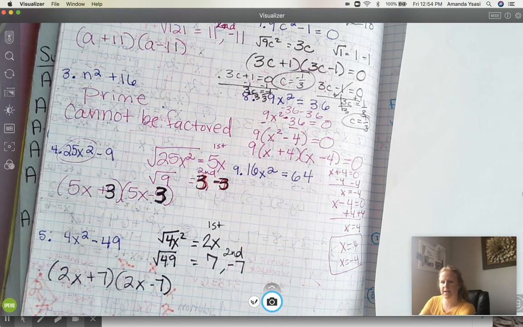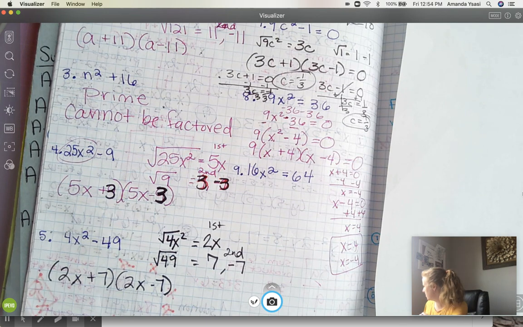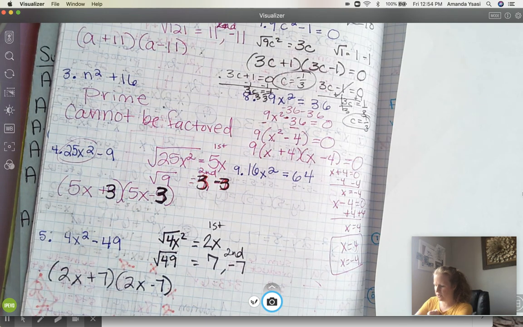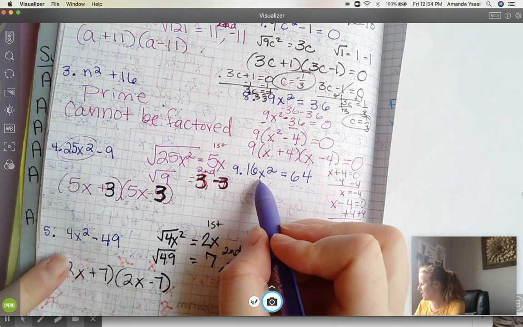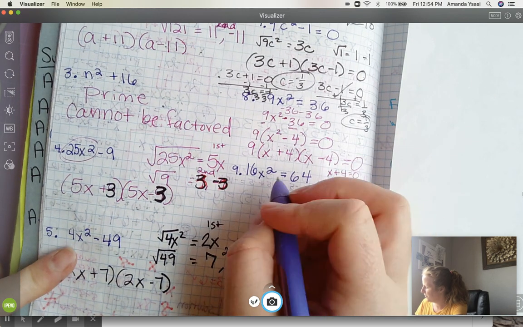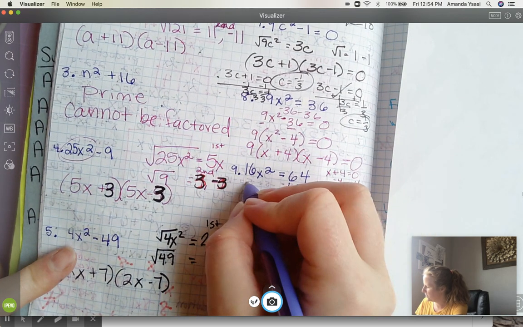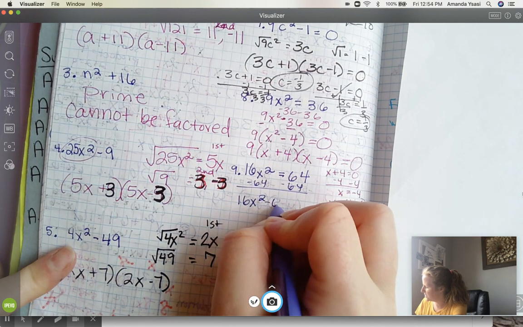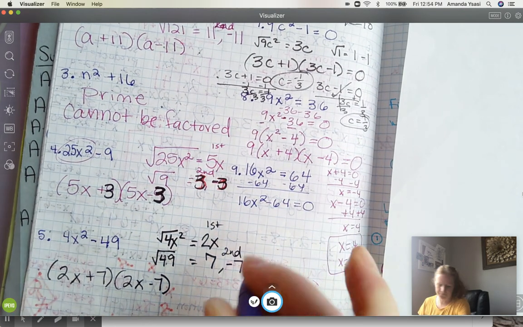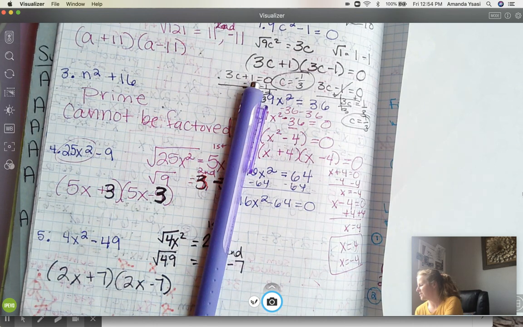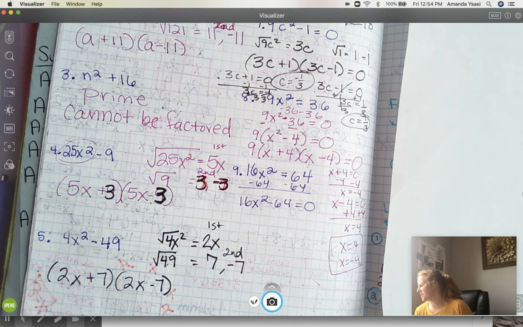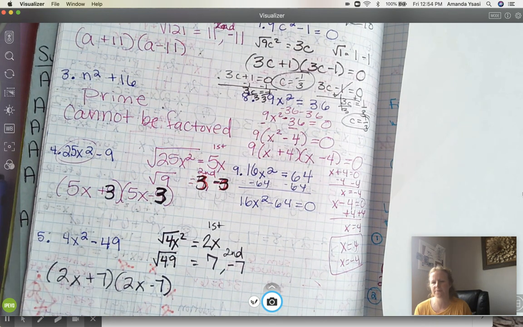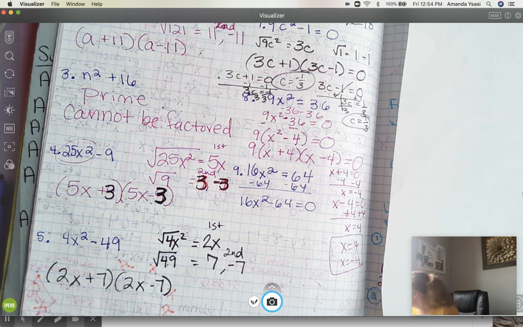Okay, the next one, and this is our last one, 16x squared equals 64. You can move this over. So 16x squared minus 64 equals 0. Let's look at those. 16 and 64, they have something in common. They're both evens, but they're actually more than that.